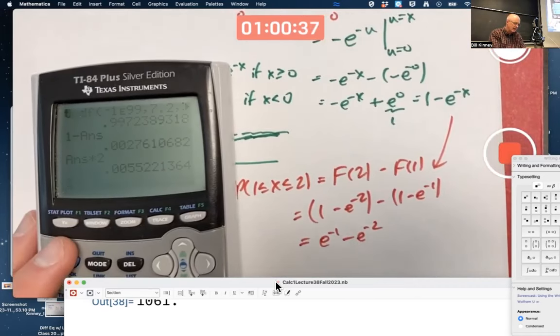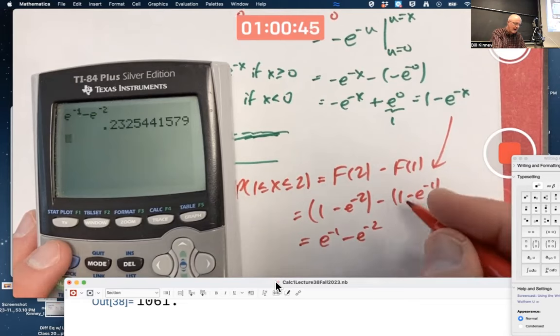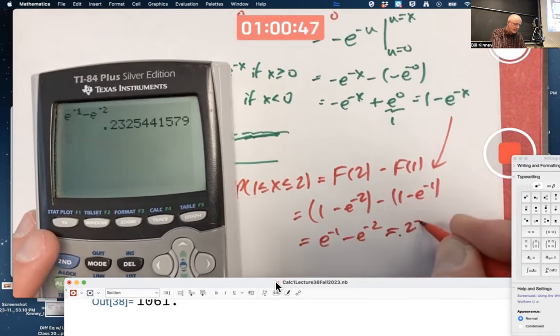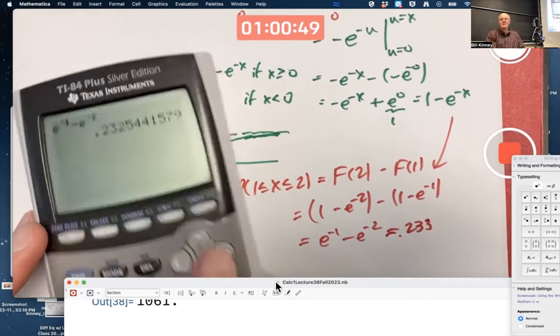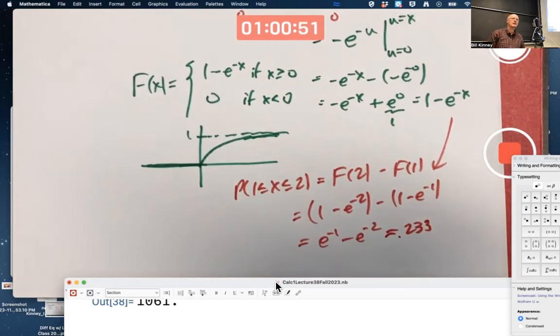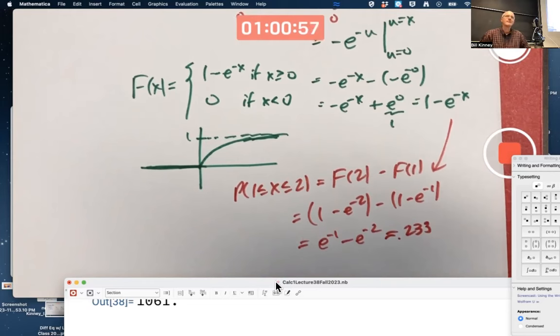That is a positive number, as probabilities have to be. e to the negative 1 minus e to the negative 2 is about 0.233. About a 23% chance, according to this model, that we have to wait between 1 and 2 years for the next small earthquake of Richter scale magnitude, I don't know, between 1 and 3 or something. I'm just hinting at applications.